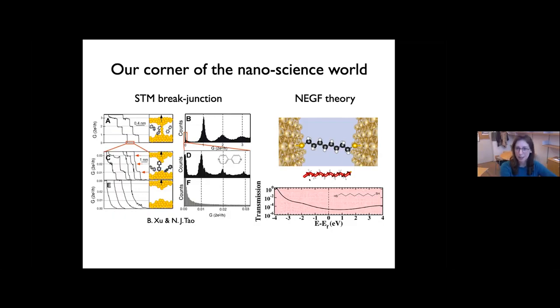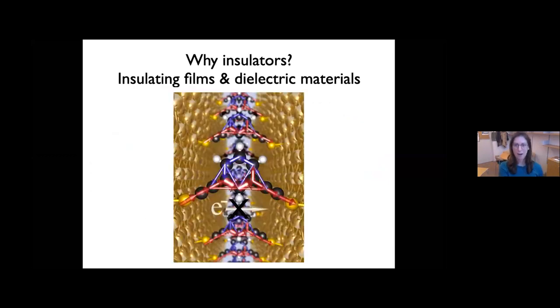Don't be mistaken. While this picture gives the impression of an electron hopping through the molecule, it's not. This is the interactions in the molecule that describe the lowest tunneling barrier for an electron passing through the system. So that's the background of where we are.